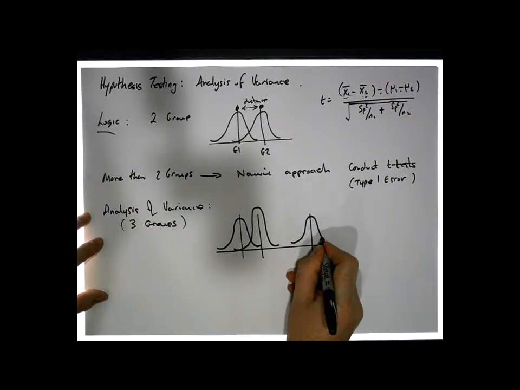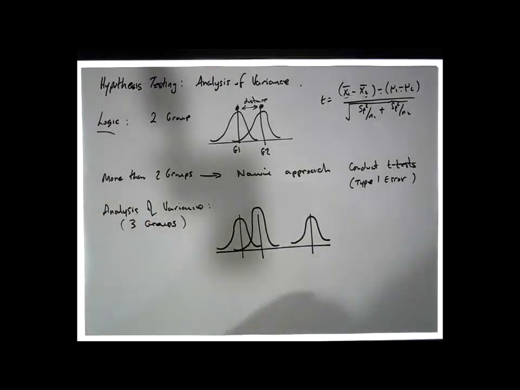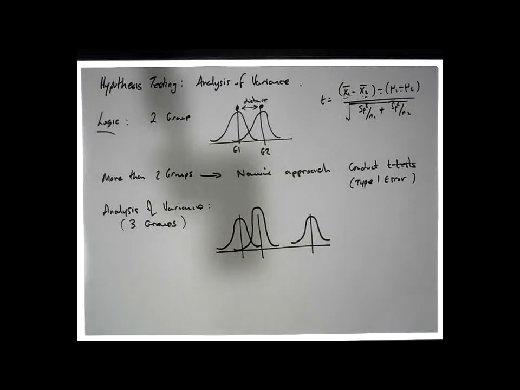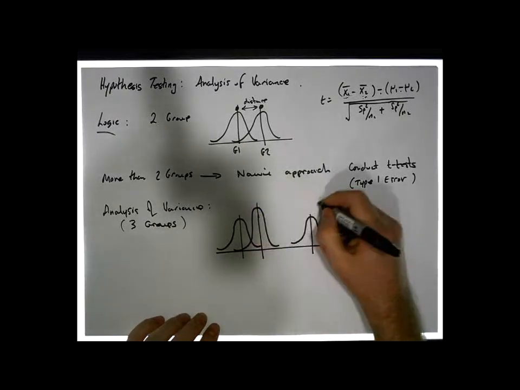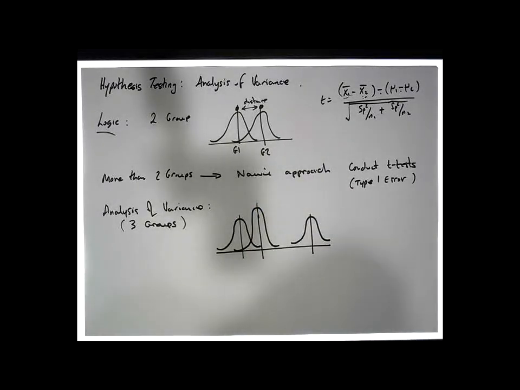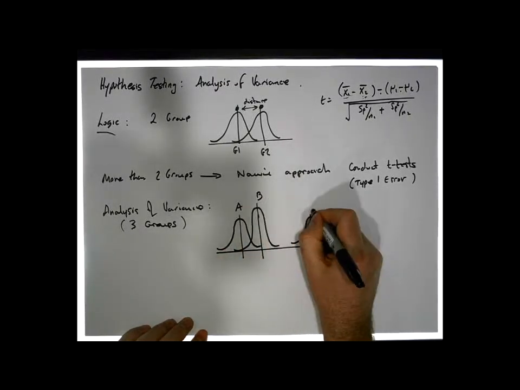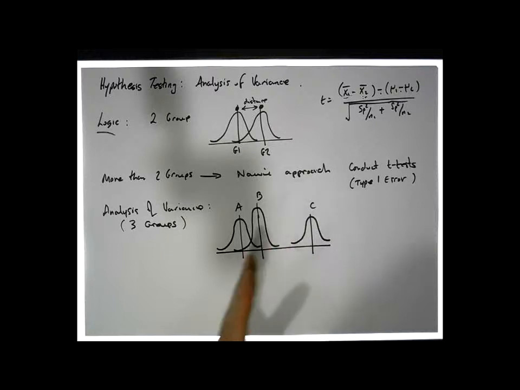Okay, so let's say there's the third group. They have different standard deviations, and there are different numbers of observations associated with each of them. But effectively, they all have a center point. So how do we capture, let's call this group A, this group B, and this group C, how do we measure distance?